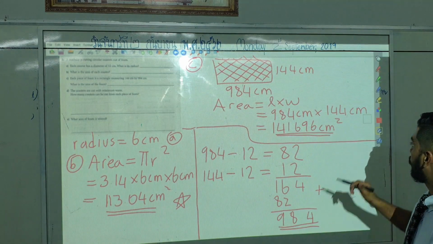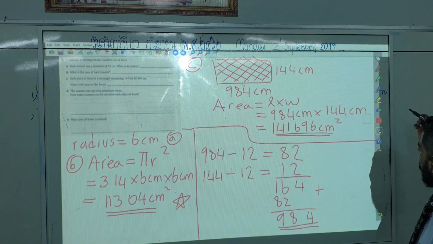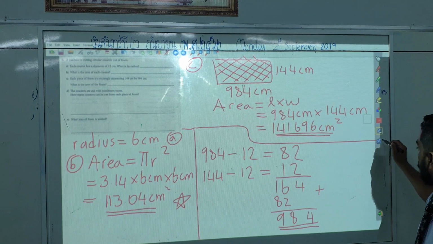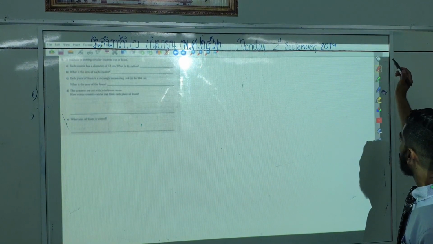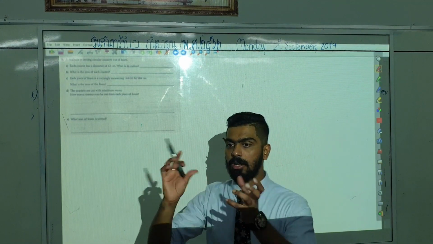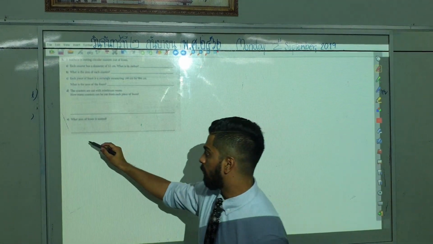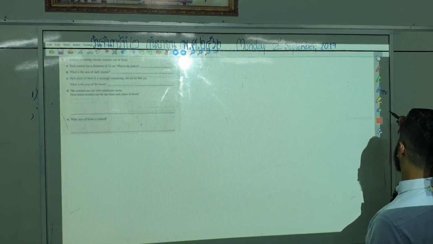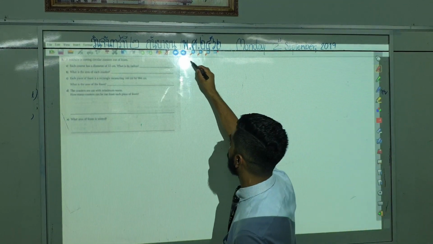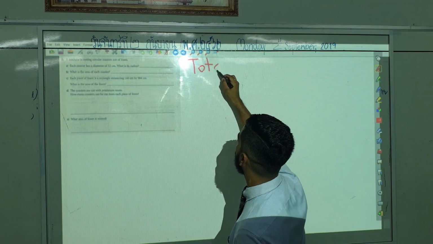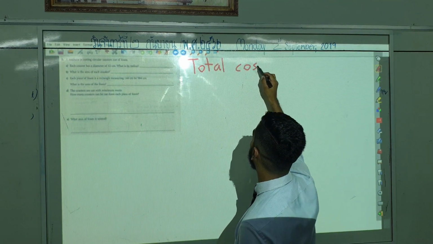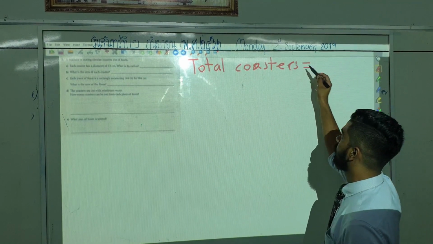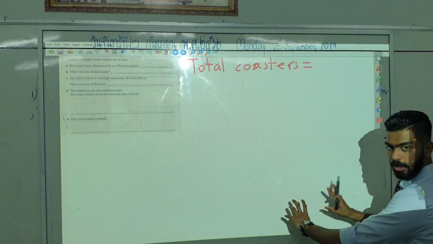Important. Okay, so I'm going to write it. I'm going to erase it now. Okay, so now how many total coasters can we make? Let's write that. 184. How many coasters can we make? Total coasters. We found it just now. How many? Total coasters.